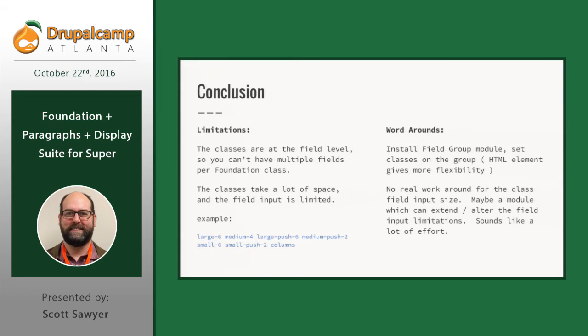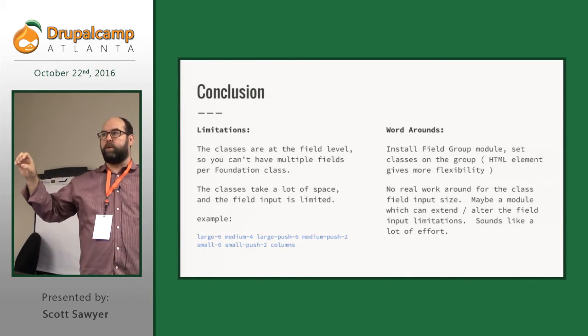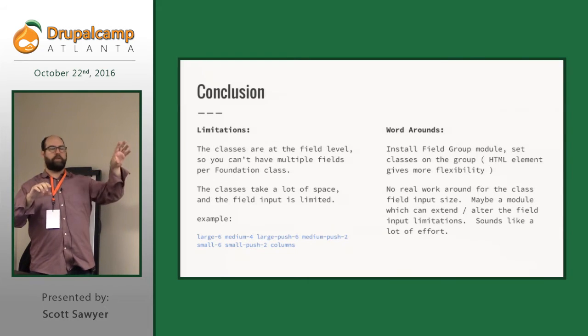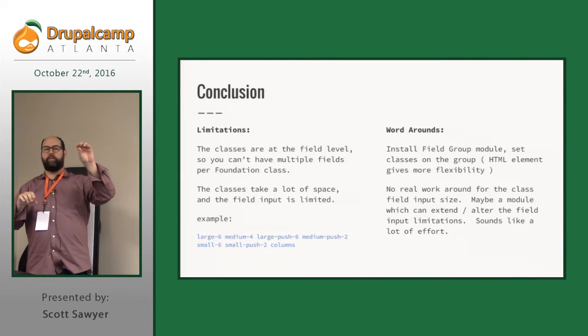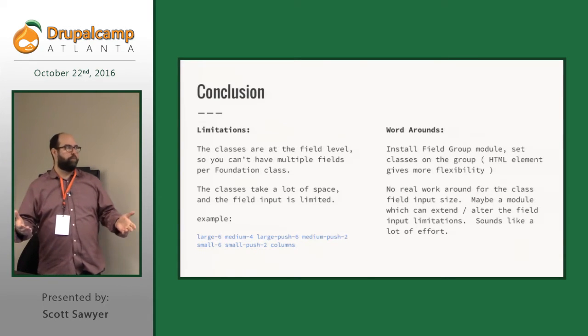Okay. So the field group module, what that'll allow you to do is create your container columns for your grid classes. So instead of just a single text field, if you want to add a title and a text field to it, you can put your classes on those field group containers.